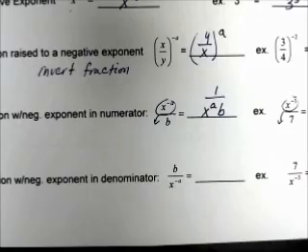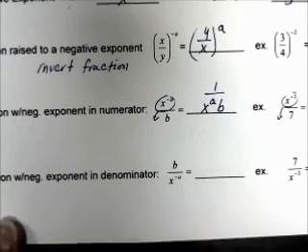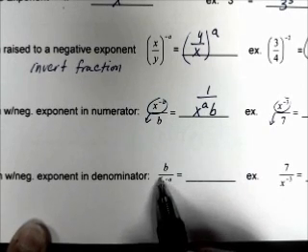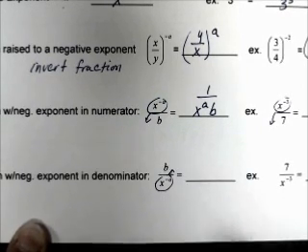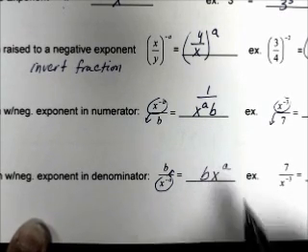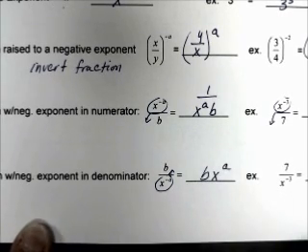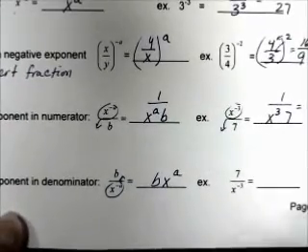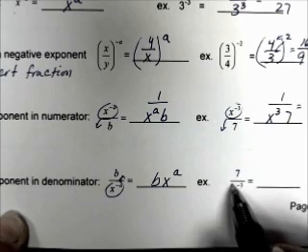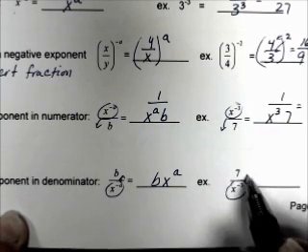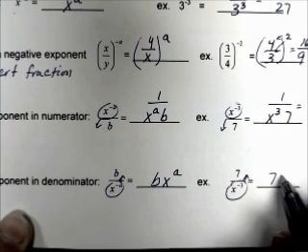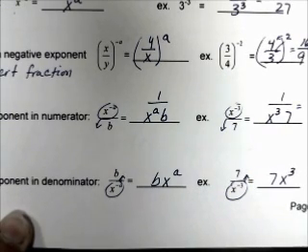And when we have a fraction with a negative exponent in the denominator, we want to write it with a positive exponent, so we bring it up into the numerator. So this would be b times x to the positive a. And our example, 7 divided by x to the negative 3. Bring this up into the numerator, so we can write it as 7 times x to the positive 3.